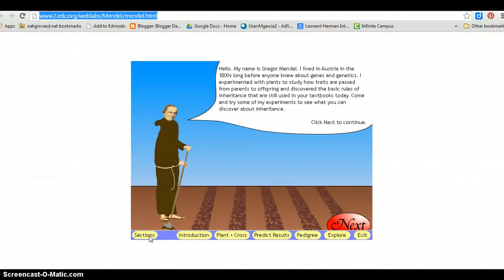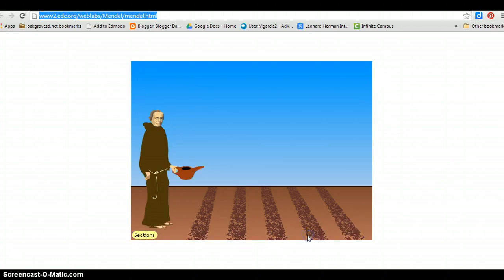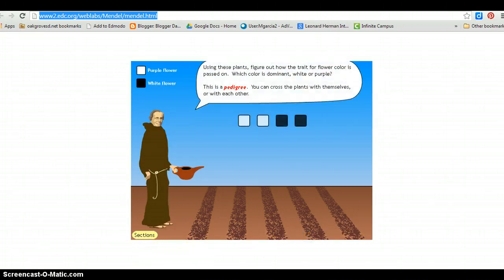For students that need extra support in determining dominance, I navigate with them to the web lab. We click on sections and then scroll over to pedigree. To determine dominance, I first need to figure out which plants are homozygous by crossing them with themselves. I am looking for plants who produce only one type of phenotype in the offspring.